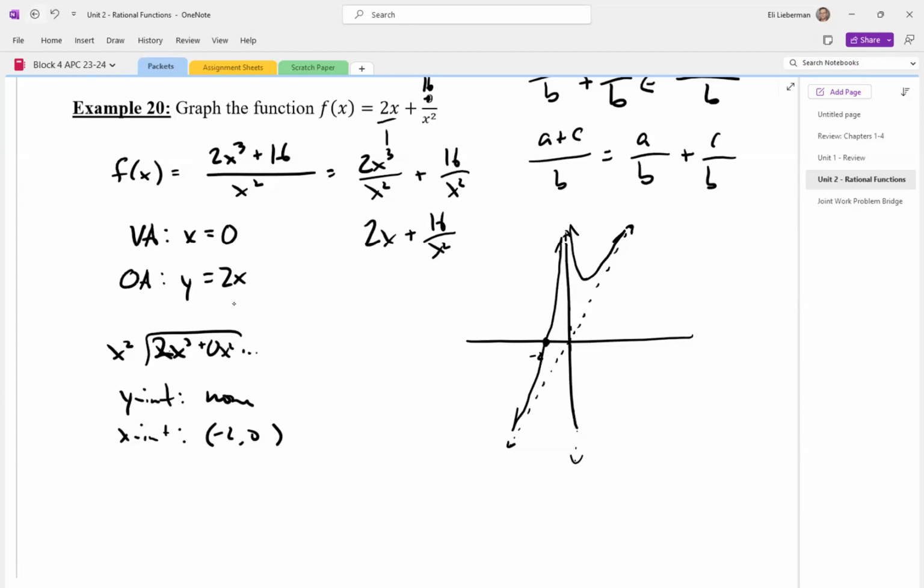Oh, this is a graphable function. You should be able to use limits, and the limit as x goes to infinity would be equal to infinity as x goes to infinity. Infinity as x goes to negative infinity. Down. Any questions?